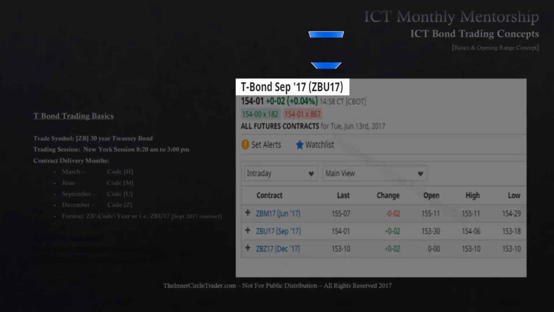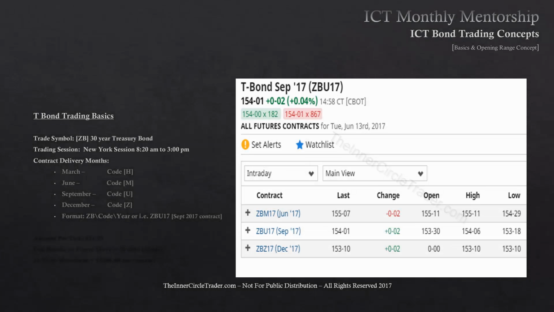You can see that to the right in this image, Treasury bond September contract, ZBU17 at the top. It trades on the Chicago Board of Trade Exchange, and it is a futures contract. And you can see the only delivery contract missing here would be the March 2018.